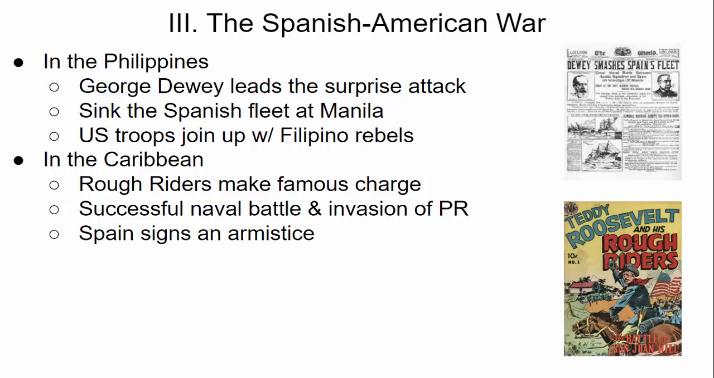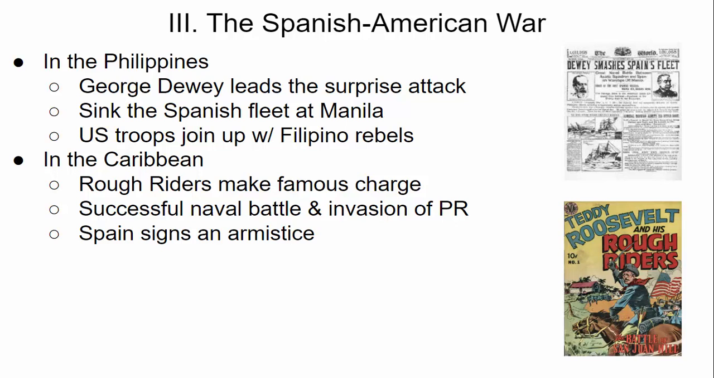So what happens in the Spanish-American War? Oddly enough, the first battle of the Spanish-American War will be in neither Spain nor America. It will be in the Philippines. The Philippines are a chain of islands in the Pacific, sort of off the coast of Southeast Asia. George Dewey, one of our Navy admirals, leads a surprise attack against the Spanish port at the Philippines and sinks the entire Spanish fleet that was stationed at Manila. Manila was the capital of the Philippines, and then we invaded the mainland of the Philippines and met up with Filipino rebels.